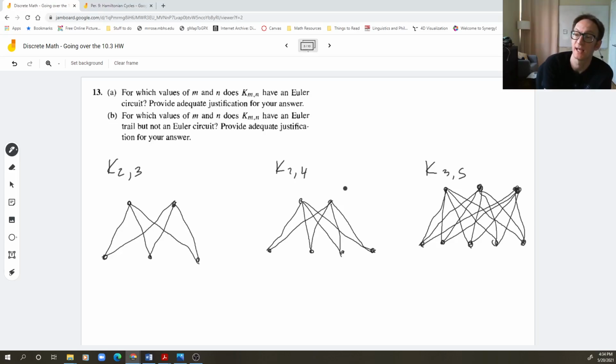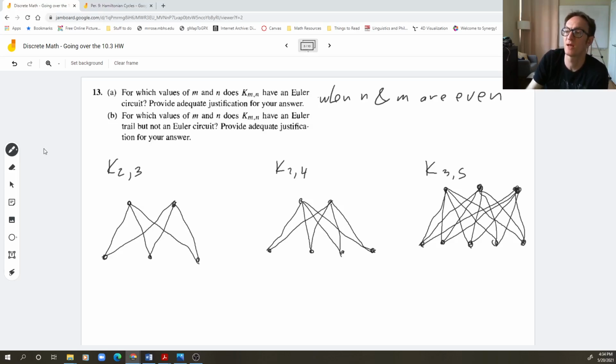The only way we're going to have an Eulerian circuit is if, I don't think I need to draw these pictures at all. I did kind of waste my time, actually. I should have thought first. Because when am I going to have an Eulerian circuit? Only when the size of my partitions is even. So answer, when n and m are even.